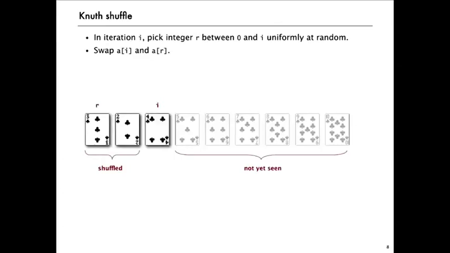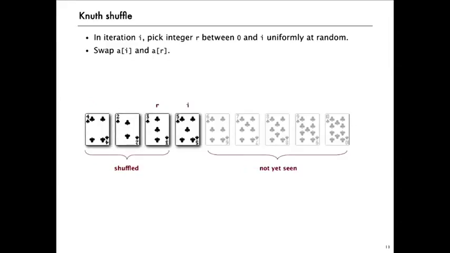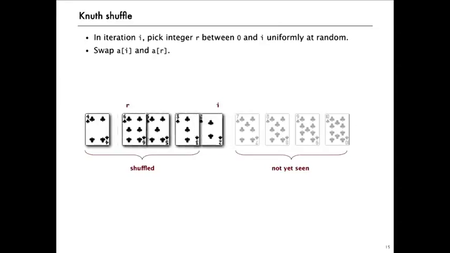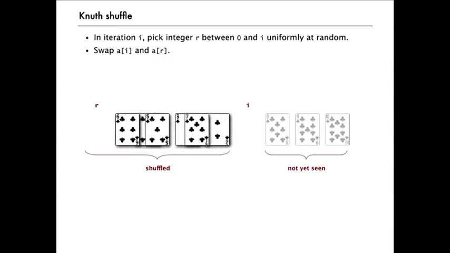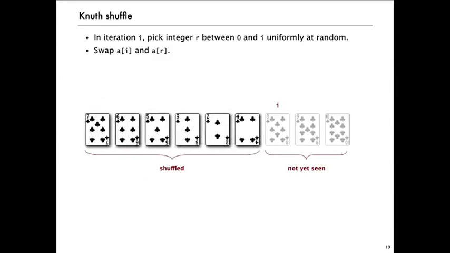Increment I, generate a random integer. This time it's going to be the first one again. Swap them. Increment I, generate a random integer. Swap them. Increment I, generate a random integer. Swap them. And continue in that way. Swap. So for every I, we do exactly one swap. Now a card could be involved in more than one swap, but that's not an issue.